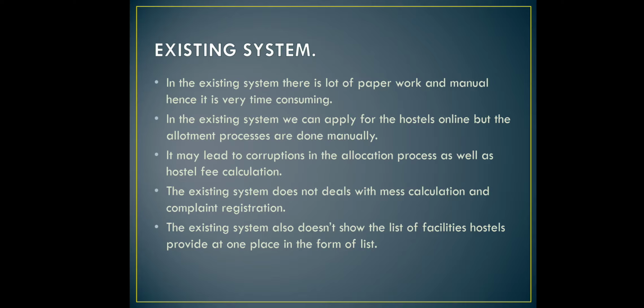In the existing system there is a lot of paperwork and manual work, hence it is very time consuming. In the existing system we can apply for the hostels online, but the allotment process is done manually. It may lead to corruption in the allocation process as well as hostel fee calculation. This existing system does not deal with the mess calculation and complaint registration. The existing system also doesn't show the list of facilities hostels provide at one place in the form of a list. And in the existing system, as you know, the problems we face were not resolved very soon.